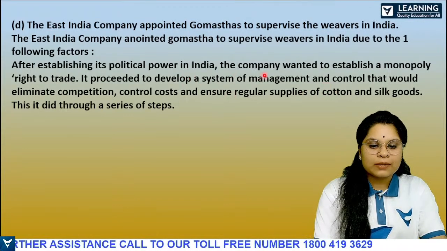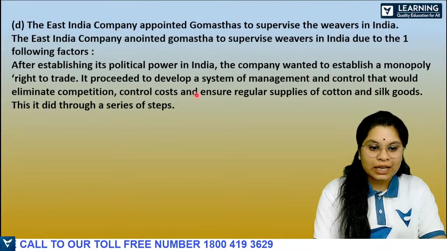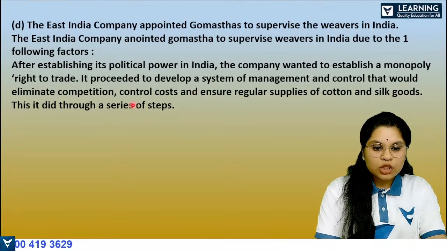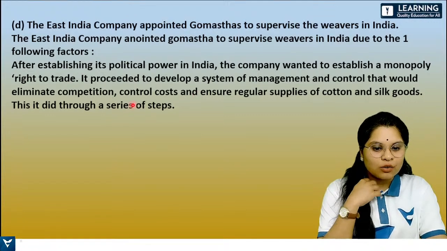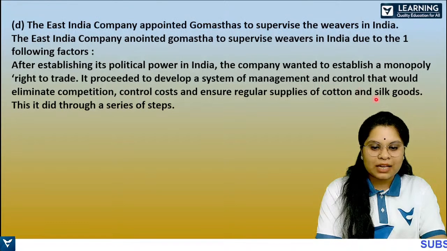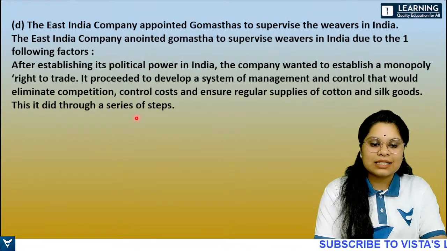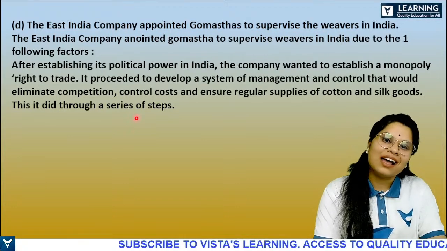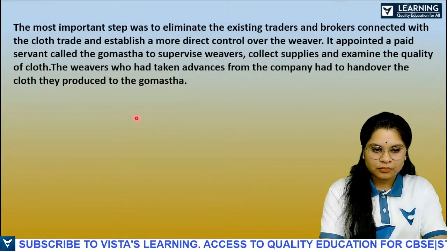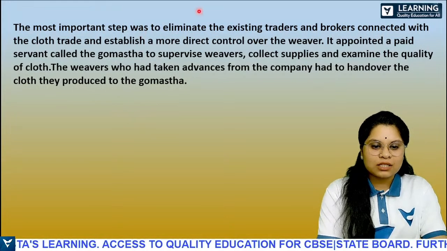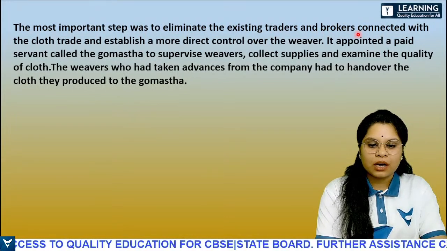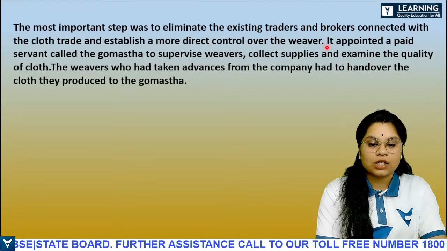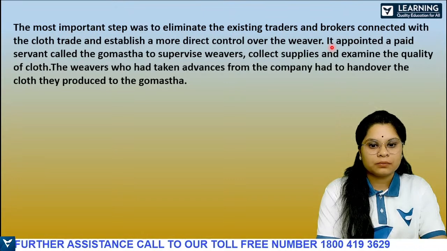It proceeded to develop a system of management and control that would eliminate competition, which was a very good thought which he put. So control cost and ensure regular supplies of cotton and silk goods, and this it did through a series of steps. So you'll be learning it in your higher classes. Understood? The most important step was to eliminate the existing traders and brokers connected with the cloth trade and establish a more direct control over the weaver.